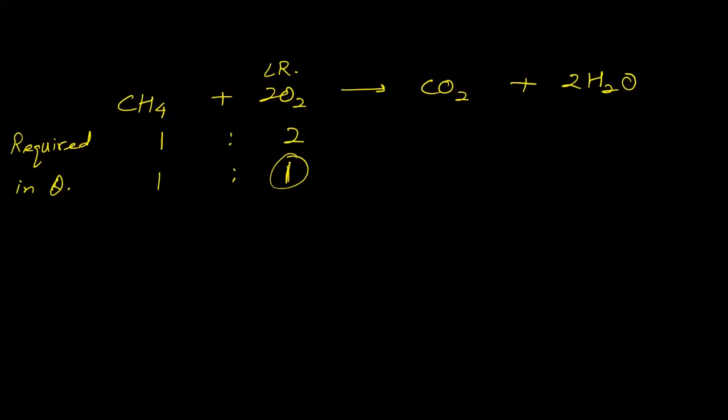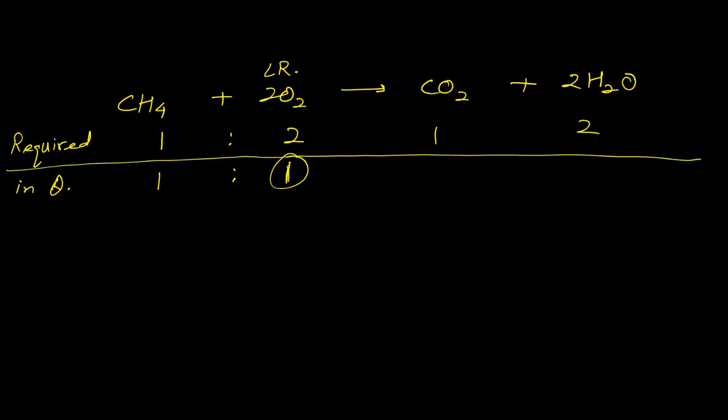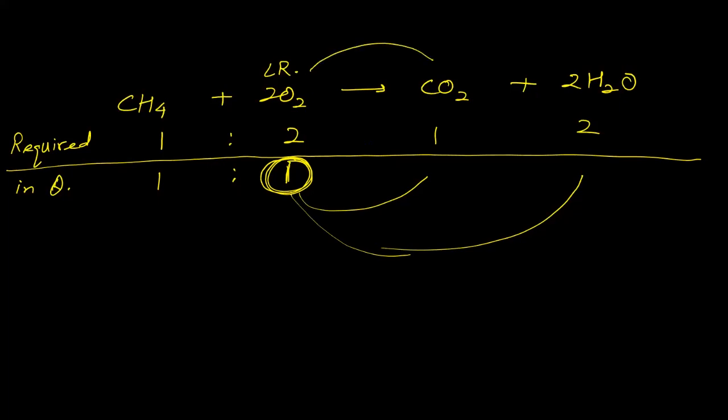Now you need to find out how much product will be produced. The required ratio was 1 is to 2. 1 mole of methane will react with 2 moles of oxygen, and will produce 1 mole of carbon dioxide and 2 moles of steam. But because we have 1 mole of oxygen, this will decide the product. The ratio between oxygen and carbon dioxide is 2:1. Means the ratio will be 1:0.5.